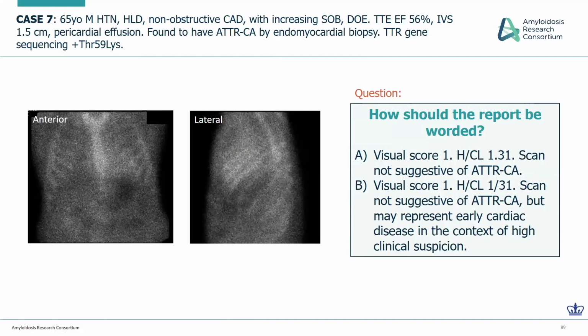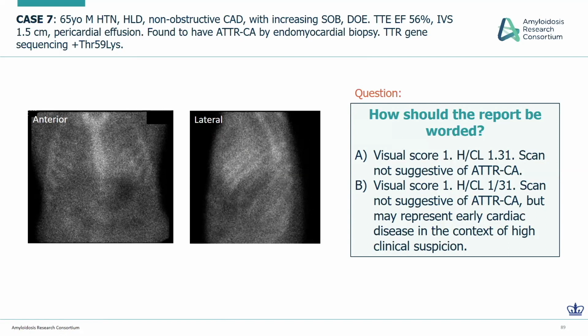Sure. So this is a 65-year-old male, hypertensive, hyperlipidemia, non-obstructive CAD, who had increasing shortness of breath, dyspnea on exertion. His transthoracic echo showed EF of 56% and intraventricular septum thickness of 1.5 centimeters. Had pericardial effusion, found to have ATTR cardiac amyloidosis by endomyocardial biopsy, and TTR gene sequencing is 59 lysine.